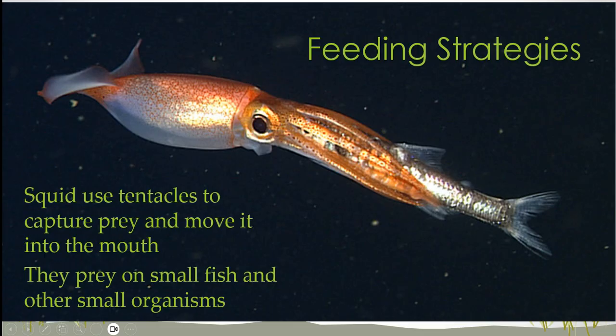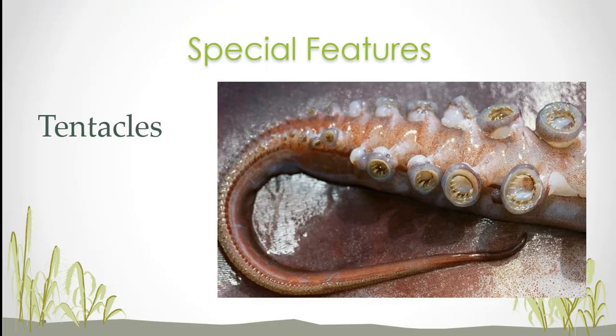All right, feeding strategies. Here's one actually eating a little fish. They use their tentacles to capture the prey, move it into the mouth. Small fish, other small organisms. As you probably know, squid can get quite large. There's the giant squid and perhaps even the colossal squid. We've seen evidence of colossal squid. We've never actually seen one, as far as I know. We have something in ice from like Australia or something like that I believe is the giant squid. I'm not sure if it's considered a colossal squid.